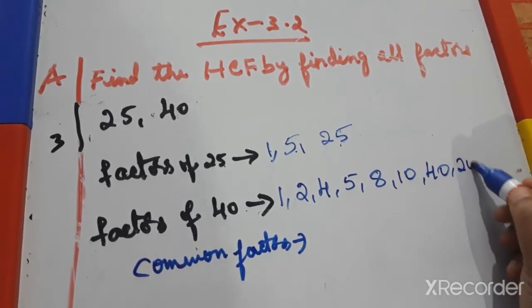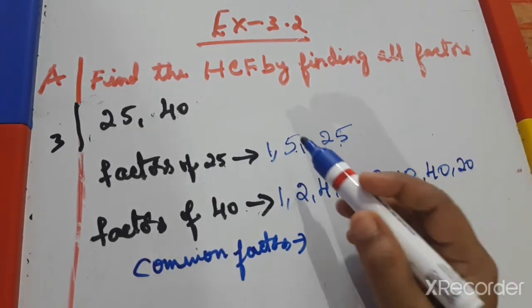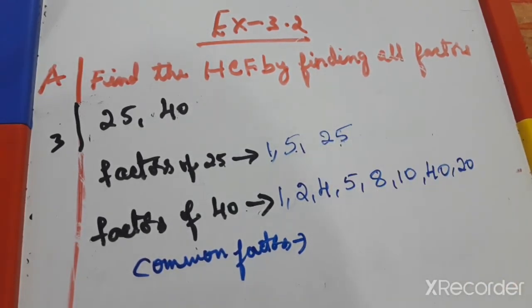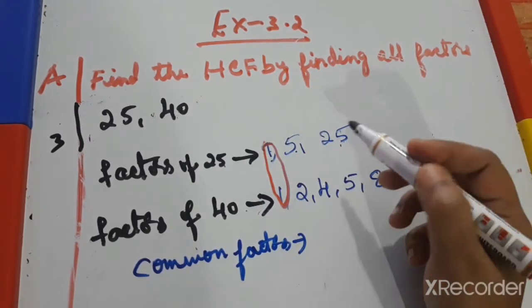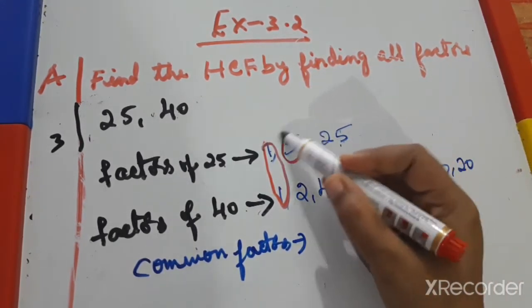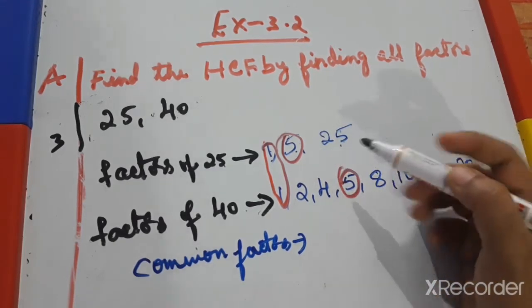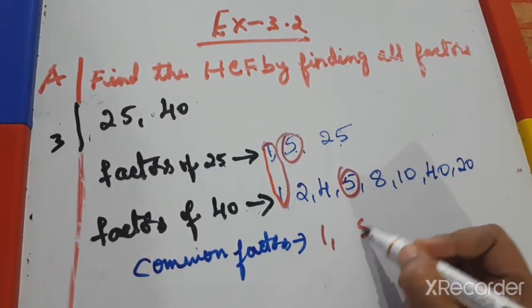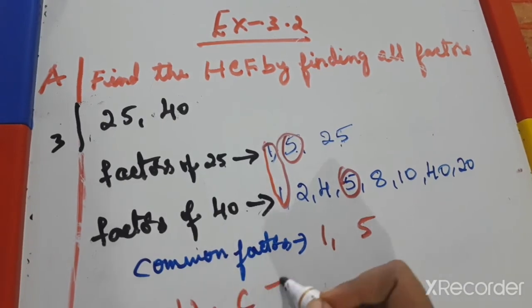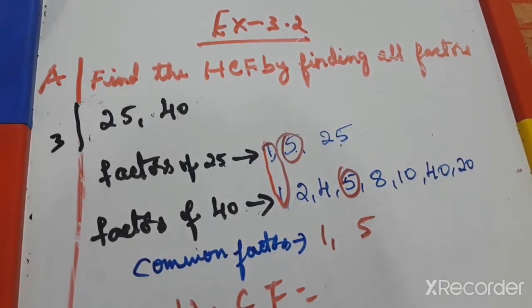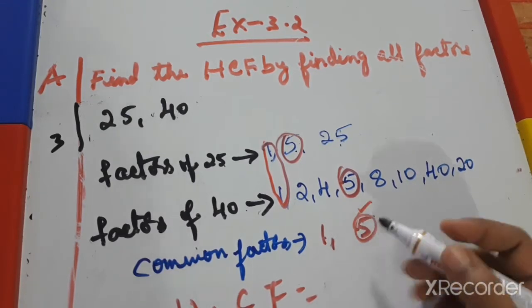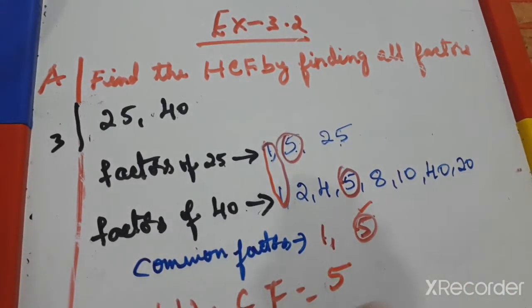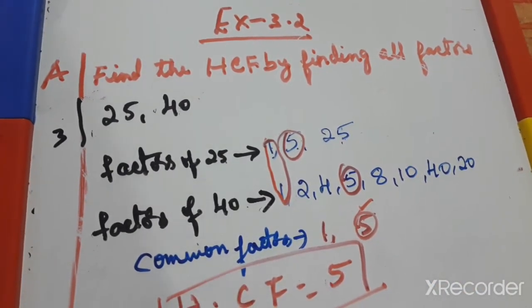And 20 also, 20 2s are 40. Then any common factors in this? Yes, in both sides 1 is there, so 1 is a common factor, and 5 is in both sides. Therefore the common factors are 1 and 5. HCF means highest common factor, which is 5. So the HCF of 25 and 40 is 5.